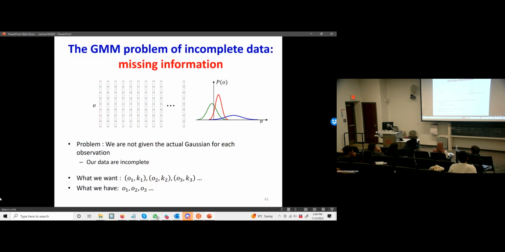Our problem, of course, is the color of the Gaussians is missing. We don't know which Gaussian each vector was drawn from. So we have no way of segregating the data. Our data are incomplete. We want a combination of the data and the identity of the Gaussian it came from. Instead, we only have the observation O.